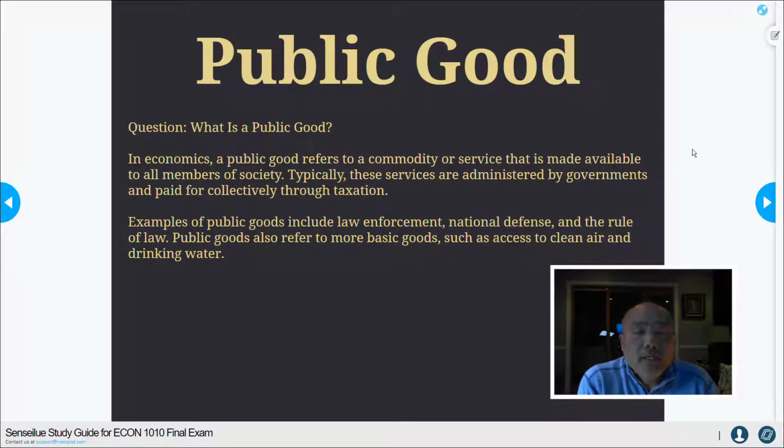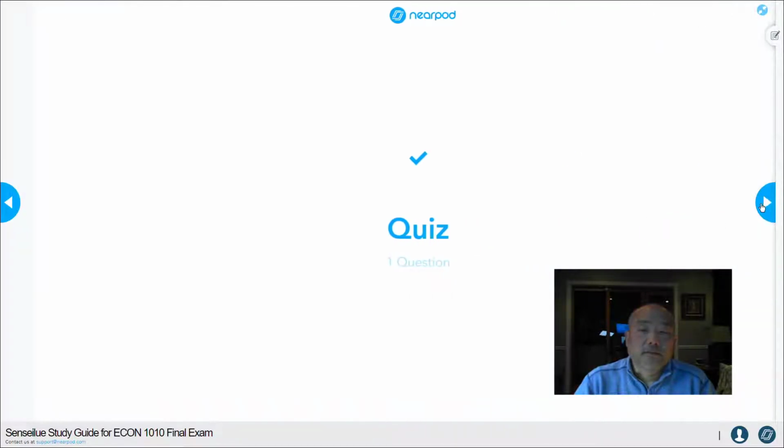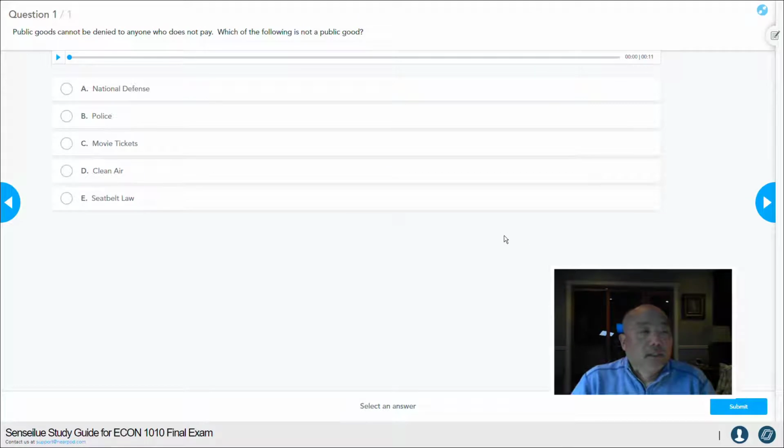What is a public good? Well, perhaps the most important thing you need to know is that a public good must be made available to the general public regardless of one's ability to pay. Public goods cannot be denied to anyone who does not pay.